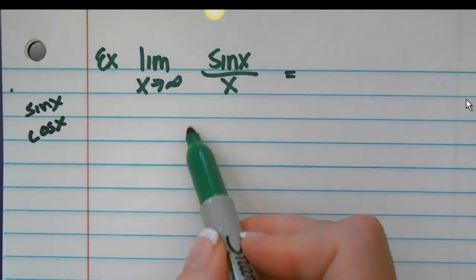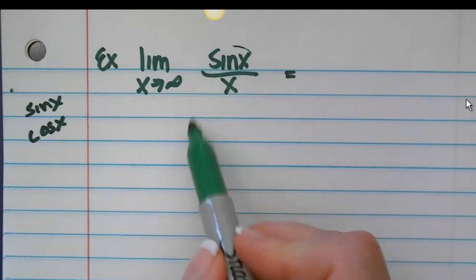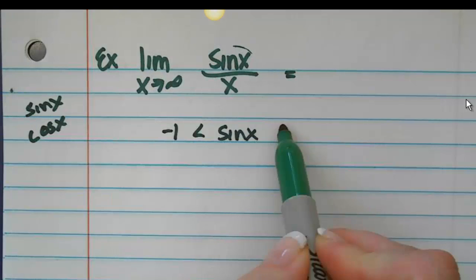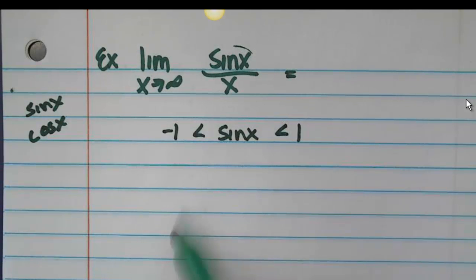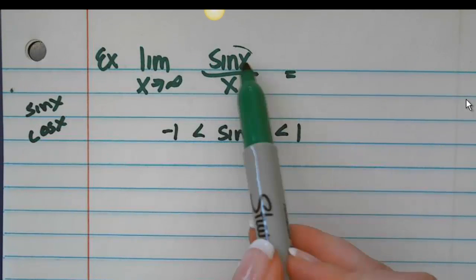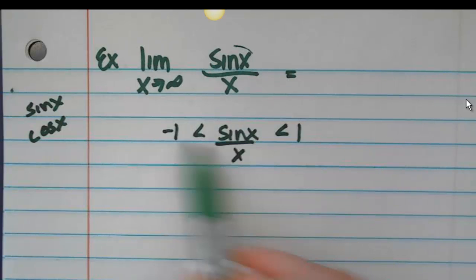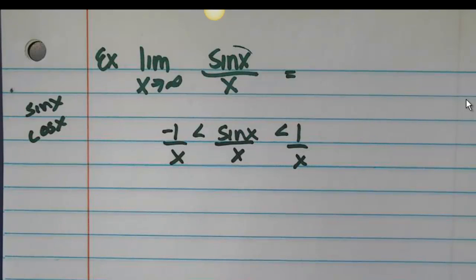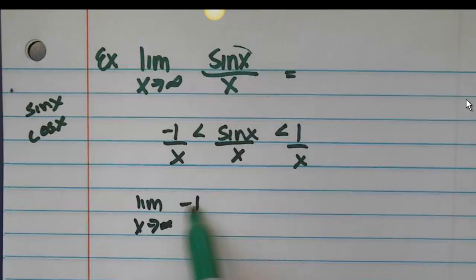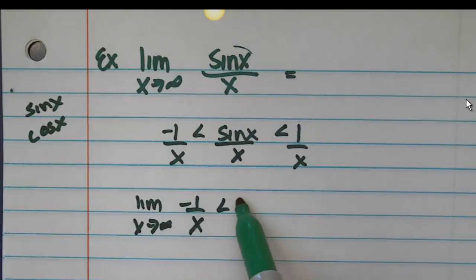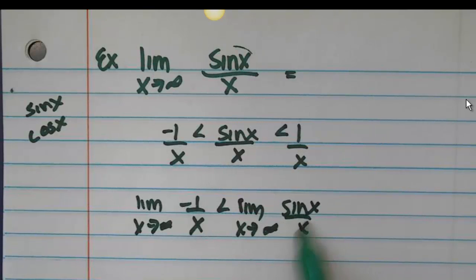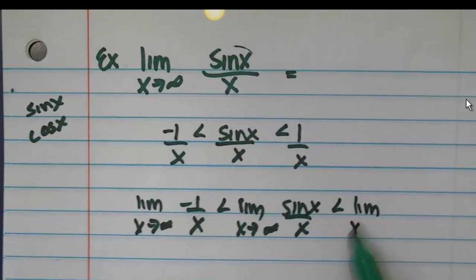So let's try the squeeze theorem. I know that the output of the sine of x is always going to be between negative 1 and 1. But I don't want to know what the sine of x is. I want to know what sine x over x is. So I'm going to divide this entire compound inequality by x. Now if I take the limit as x approaches infinity of negative 1 over x, the limit of sine x over x has to be squeezed in between their two limits.